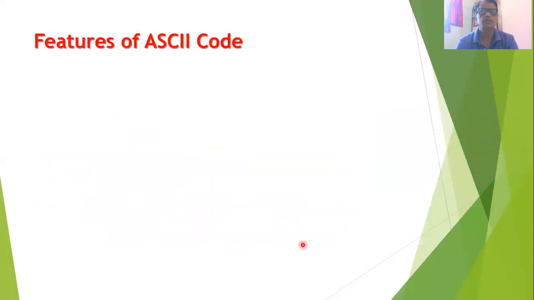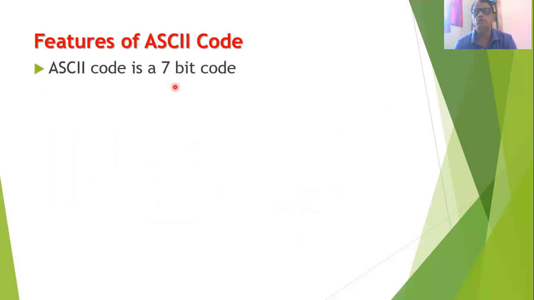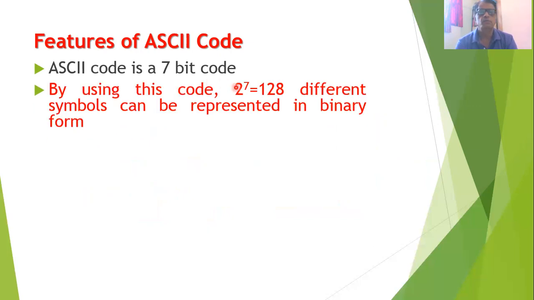Now let us see some features of the ASCII code. ASCII is a 7-bit code. So by using this code, we can represent 2 raised to 7, that is equal to 128 different symbols in binary form.